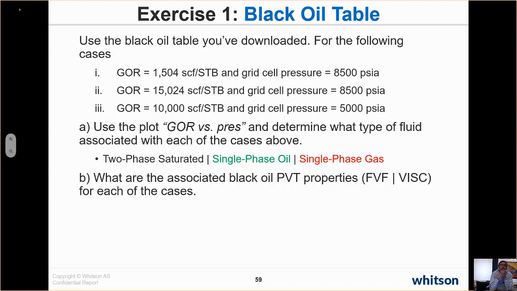Is it two-phase saturated? Is it a single-phase oil, or is it a single-phase gas? The second question is, what are the associated black oil PVT properties, so the volume factor that Curtis talked about and the viscosities for each of these different cases? That's number B. And what I was thinking that we could do is step through the first part of the exercise together graphically.